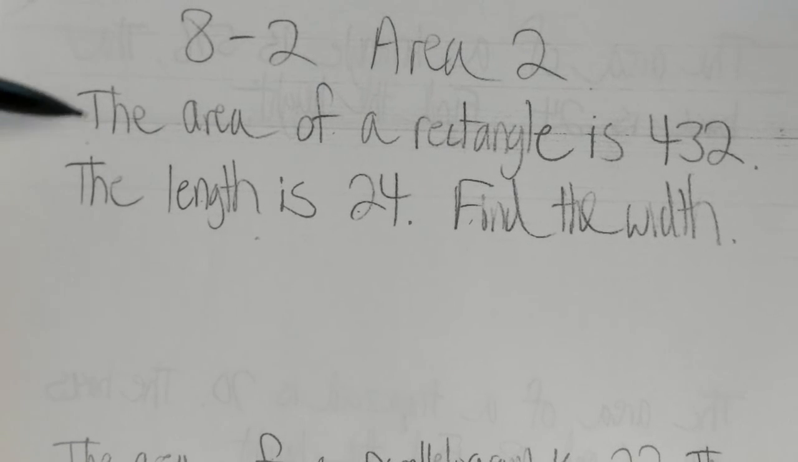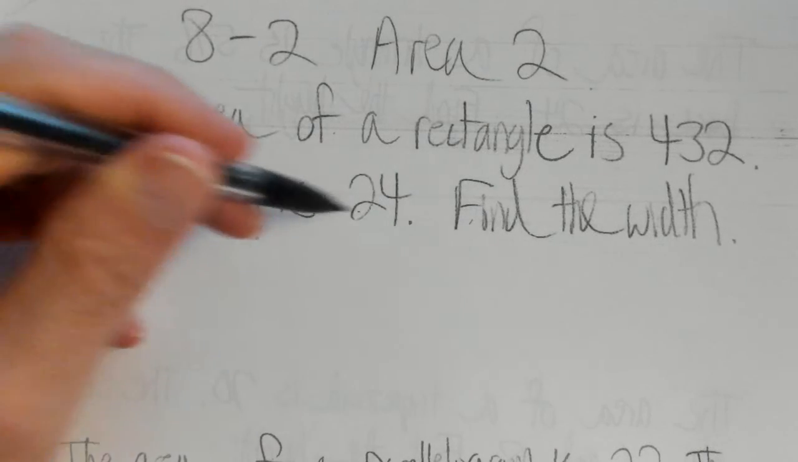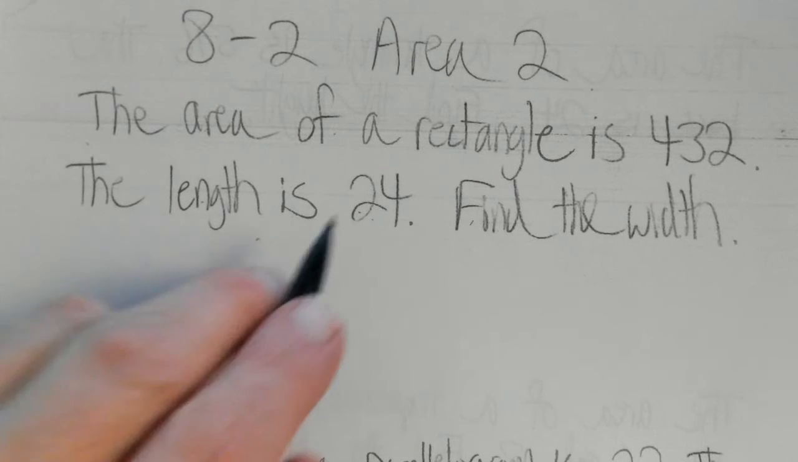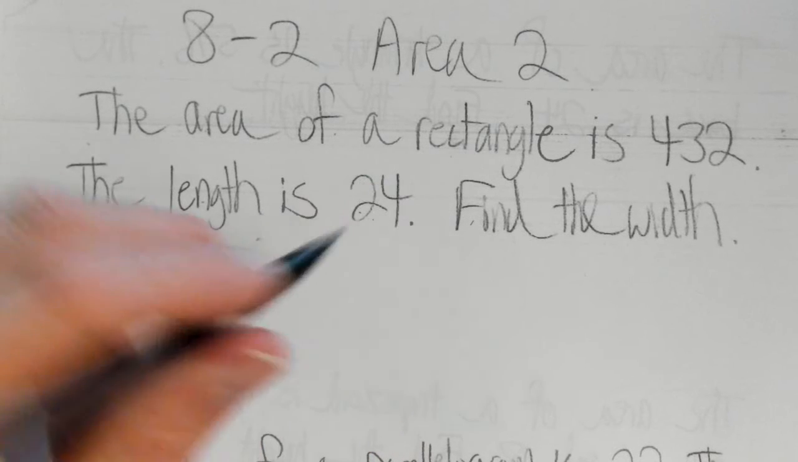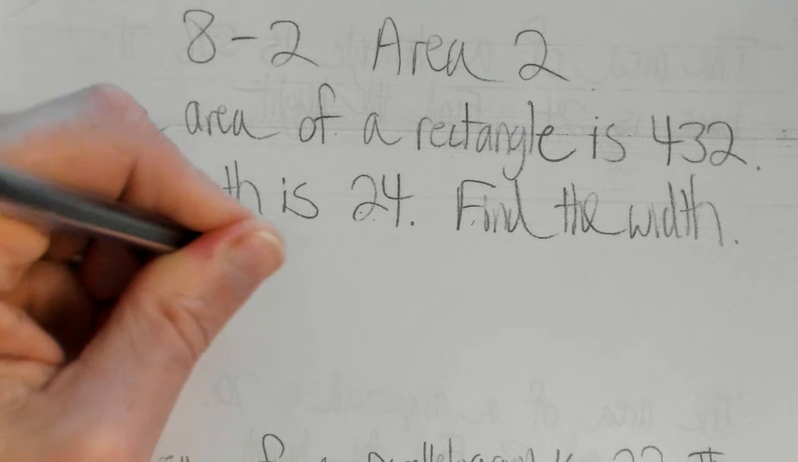All right, so let's take a look at the first one. It says the area of a rectangle is 432. The length is 24. Find the width. All right, so the key to solving problems like this is to start by writing down the correct formula. What are we working with? A rectangle. So what formula do we need to write? Formula for area of a rectangle, length times width.